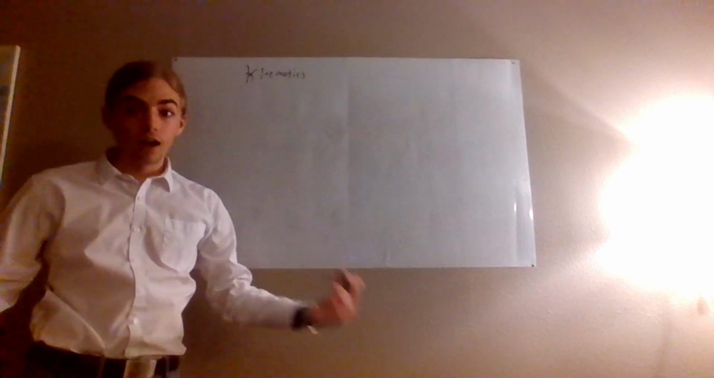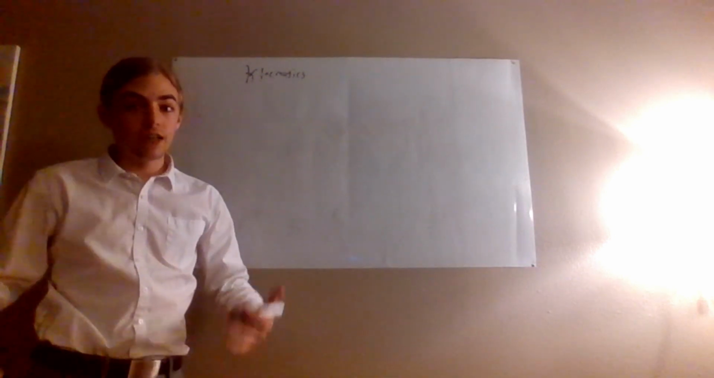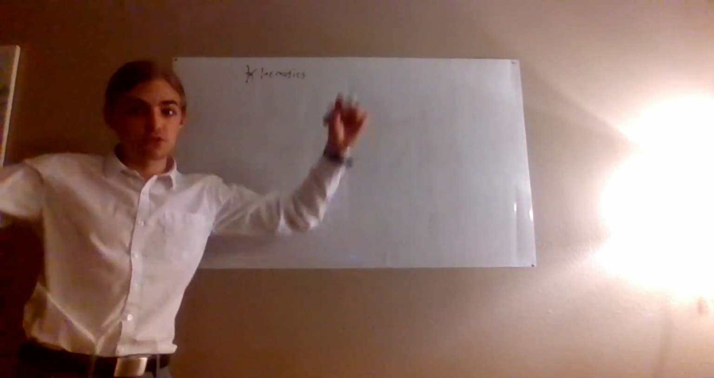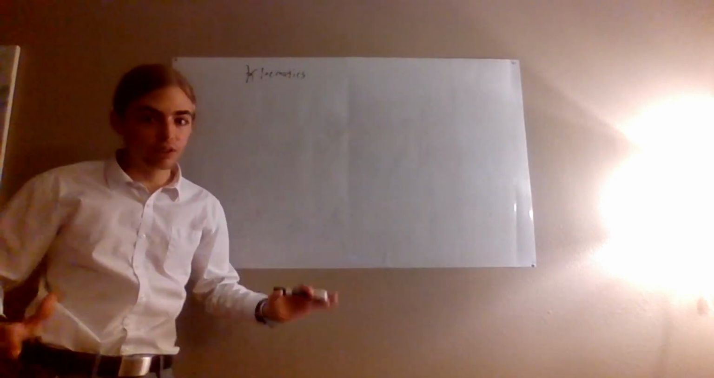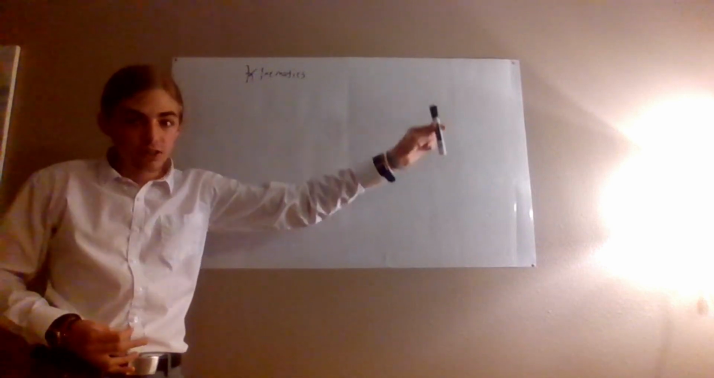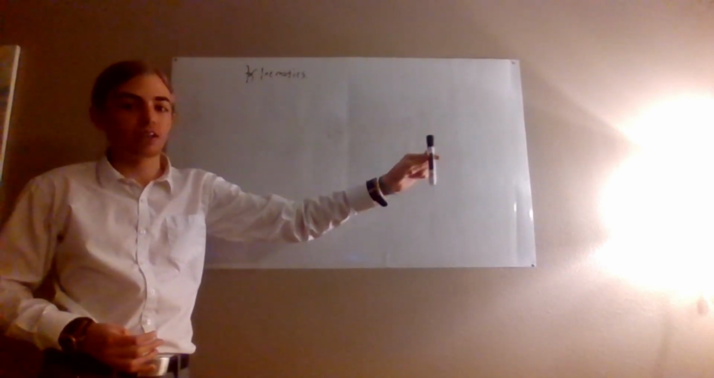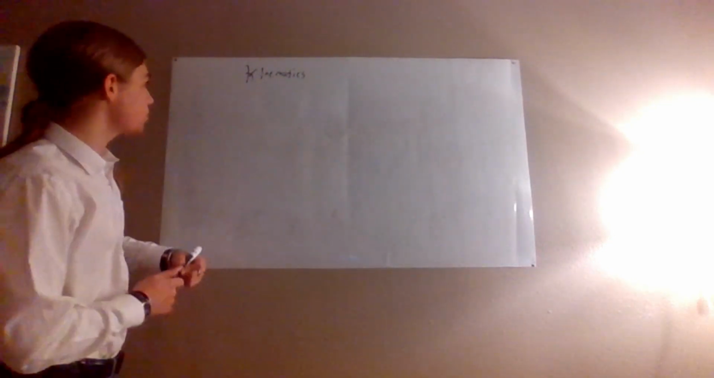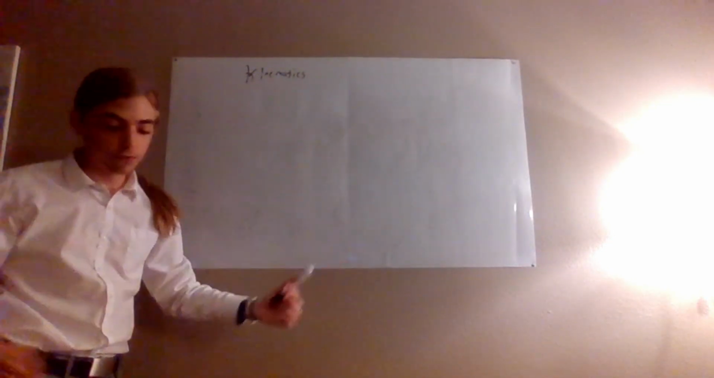Now, I'm assuming you've taken a physics course before and you know that Earth's gravity is pulling us down at 9.8 meters per second squared. So if I drop this, its acceleration is constantly 9.8 meters per second squared. So that's what kinematics is, in case you forgot.